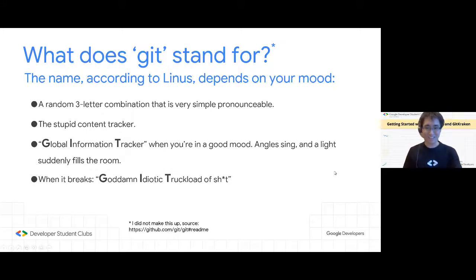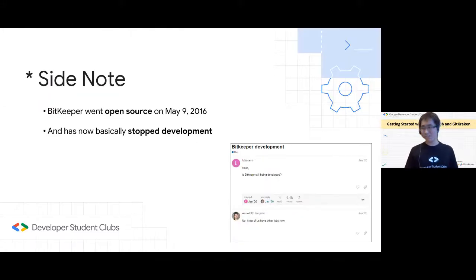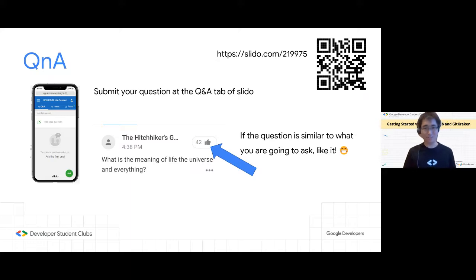Okay, so here's a little fun trivia. Later on, Linus retired from this project and passed it to this guy called Junio Hamano, and this guy is currently being employed by Google. And a side note, BitKeeper went open source and then stopped development after the whole fiasco there.